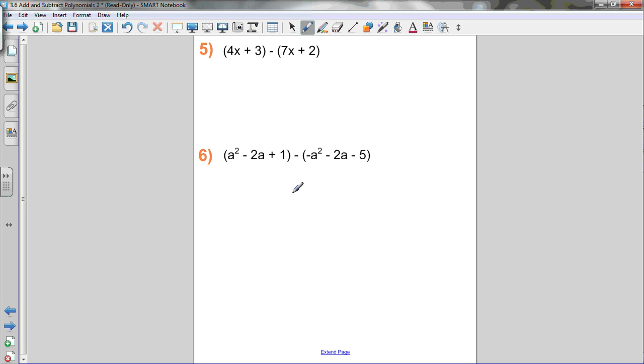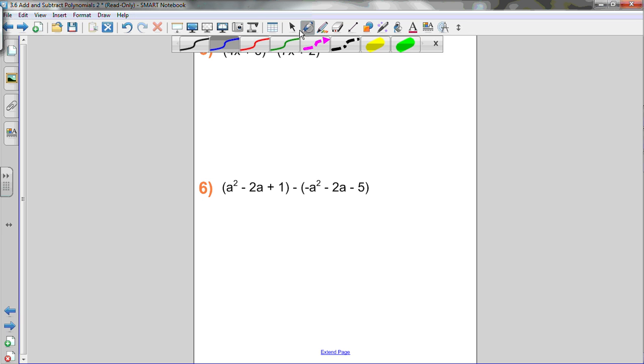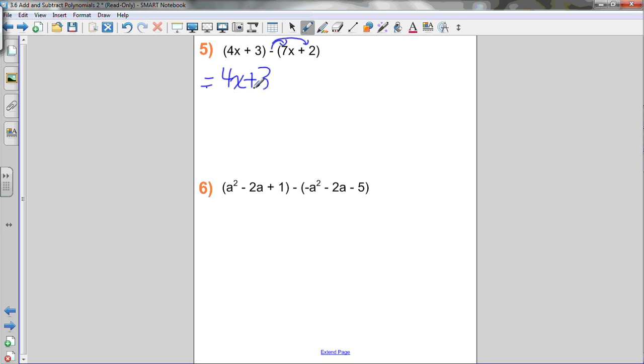So if I want to do, I'm going to give myself some more room here. If I want to do 4x plus 3 and then subtract 7x plus 2, I need to subtract the 7x, and I also need to subtract the 2. So let's rewrite this without the brackets by doing that. So the first polynomial stays the same, so 4x plus 3. Now I need to subtract 7x, and I need to subtract positive 2.